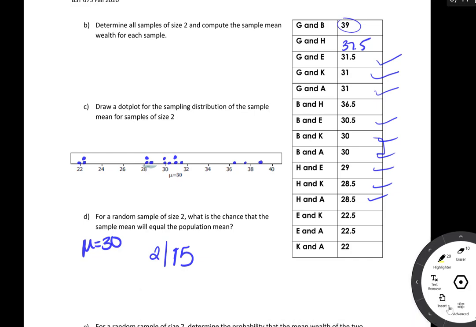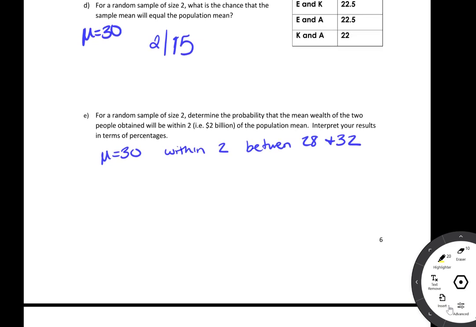Okay, now it looks like I've got all of them there. So notice now, by creating an interval instead of just looking at the value by itself, I actually get that 9 out of 15. So notice we've really increased that probability by creating an interval. And we'll talk about this idea more later on.